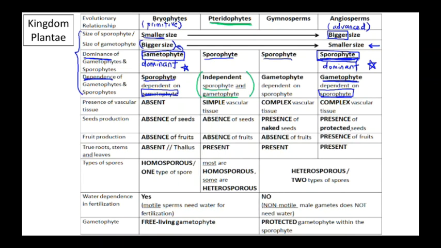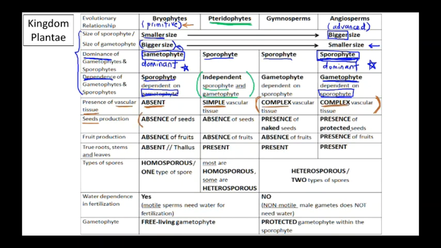The next one, let's look at the presence of vascular tissue, which is the transport tissue in the plant. Bryophytes, being the most primitive land plants, the least developed, do not have vascular tissue. They do not need the vascular tissue, but they have similar structures to transport in the Bryophytes. Pteridophytes, being in the middle, have simple vascular tissue, while both Gymnosperms and Angiosperms, being more advanced land plants, will have complex vascular tissue.